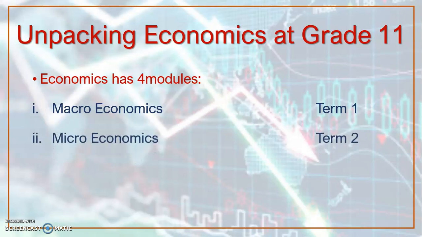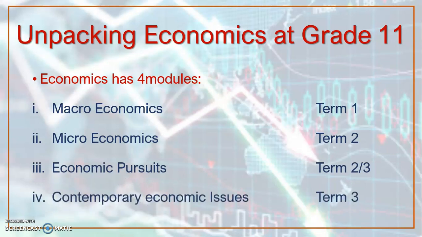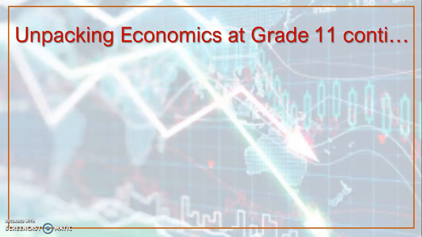There is microeconomics, which we're going to look at in term 2. Then we've got economic pursuits, that's a bit of term 2 and term 3. And then we have contemporary economic issues, we are going to look at them in term 3 and term 4. That's how we are going to be looking at our economics. Those are the 4 modules, right?